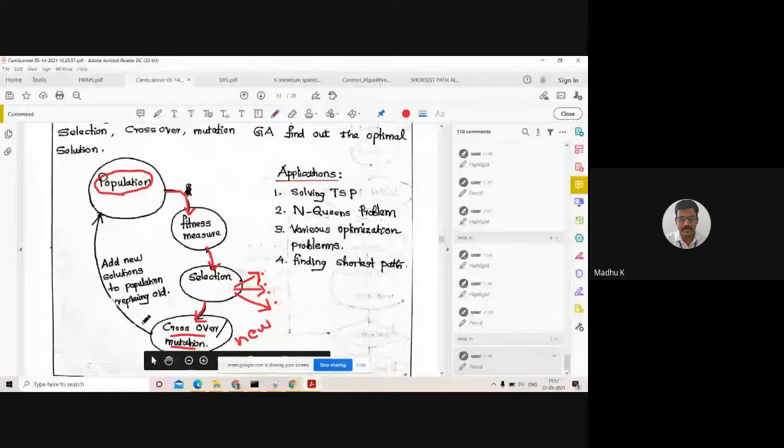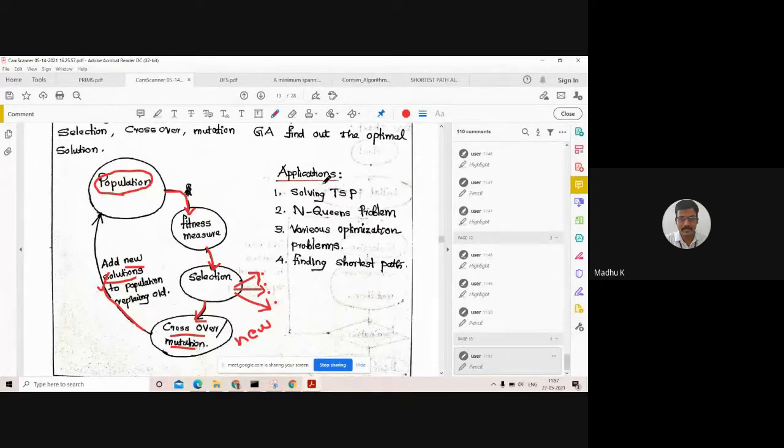Next, we want to replace the old solutions in the population with the new solutions. Then this process is repeated until we get a solution that solves the problem in a very quick way, or until we find the best solution. This is the genetic algorithm approach.